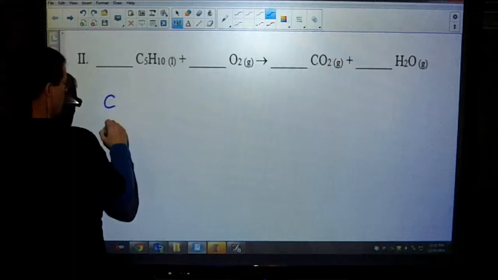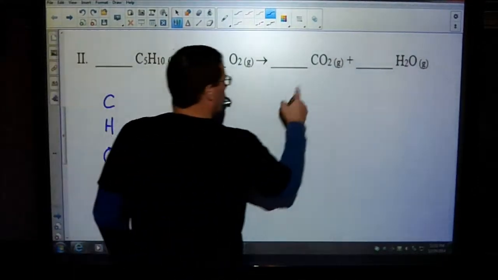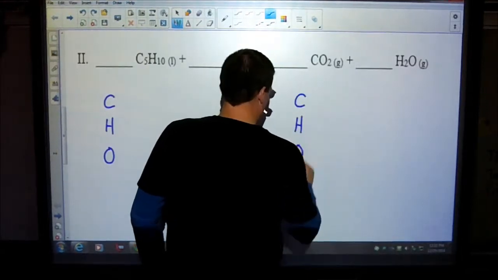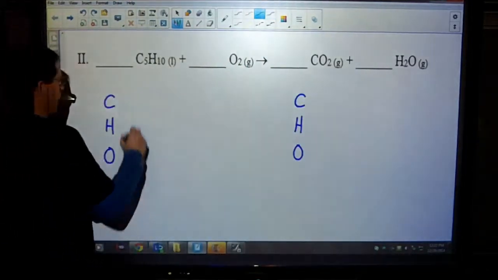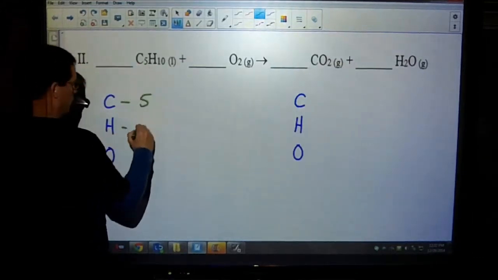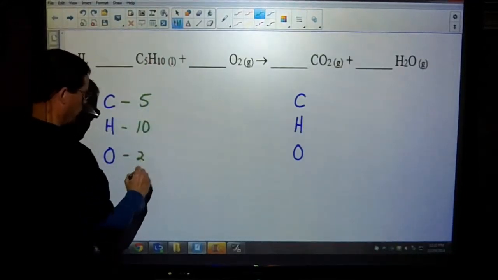So same thing, let's do an inventory. So we have carbon, hydrogen, and oxygen. And on this side, we also have carbon. Let's keep it in the same order, hydrogen and oxygen. And let's find out how many we have. We have 5 carbon. We have 10 hydrogen. And we currently have 2 oxygen.